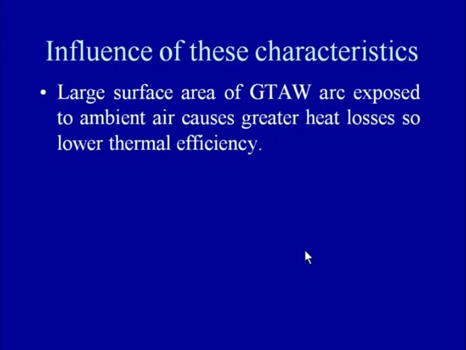So, to understand how it will affect the welding characteristics when the PAW or the plasma arc welding process is used as compared to the GTAW process, we need to see how the plasma is formed and how it is used for melting the faying surfaces. For this purpose, we will look into this schematic diagram to understand how plasma is formed.